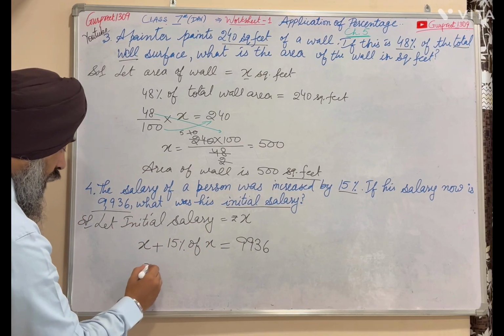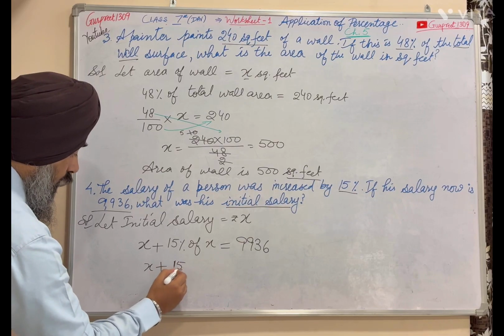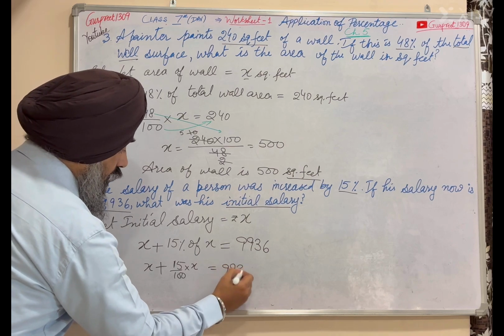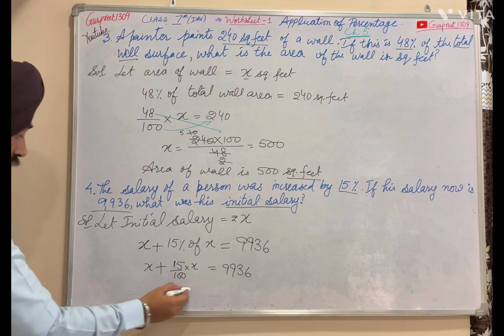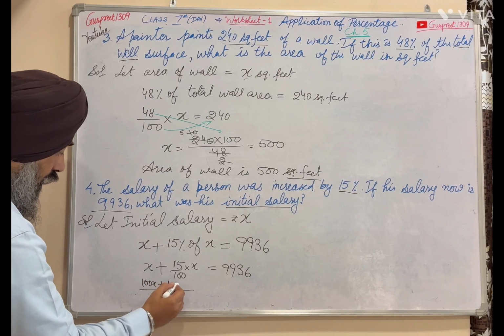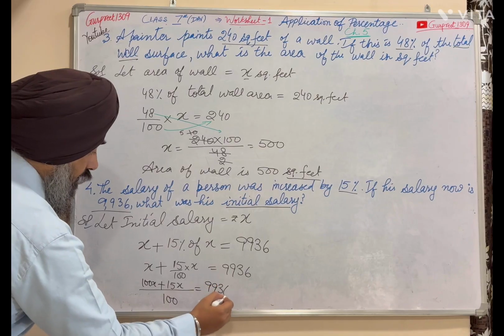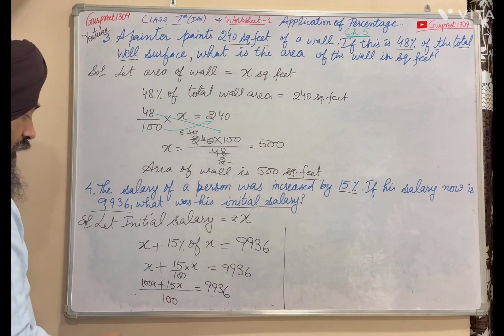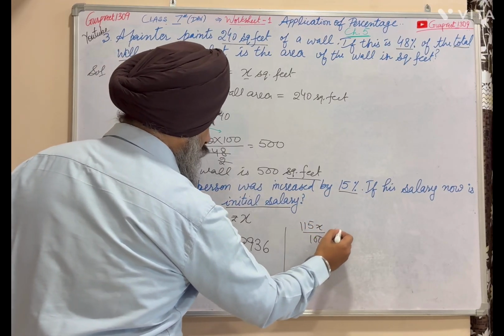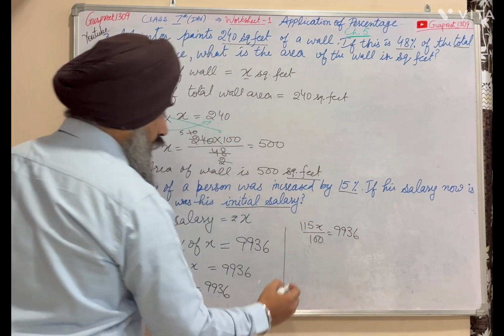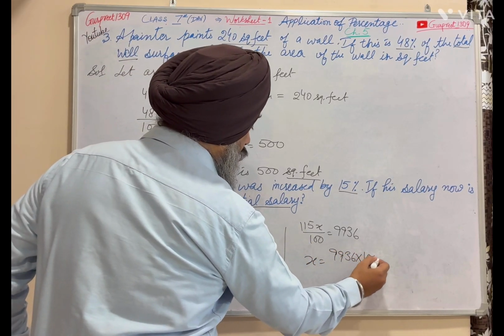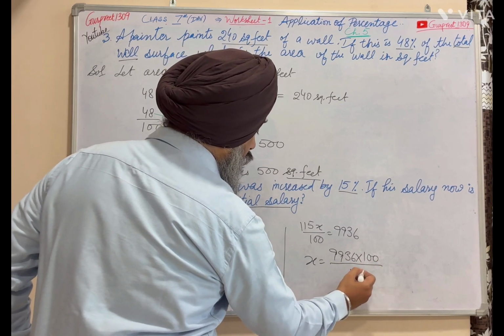Now we will solve it. x plus 15 upon 100 multiplied by x is equal to 9936. Now we take the LCM, 100. This is 100x plus 15x is equal to 9936. Then what will we do? We will add them. 115x upon 100 is equal to 9936. Then what is the value of x? x is equal to 9936 multiplied by 100 divided by 115.